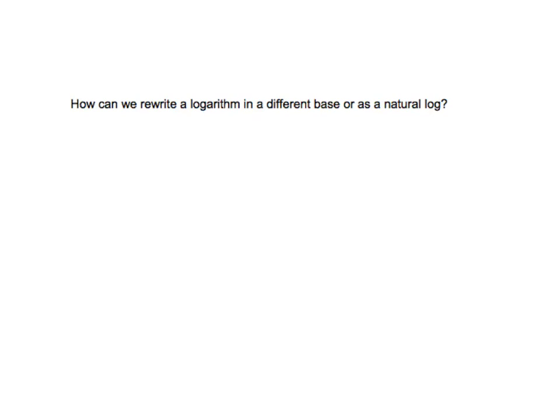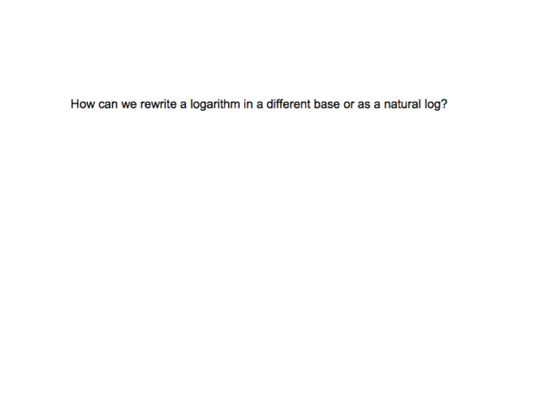Hi, today we are going to finish up with our 6.5 notes. These examples and questions are the last couple slides of your 6.5 notes that are already in Schoology. And basically what we're going to be doing today is how we can rewrite a logarithm in a different base or as a natural log.